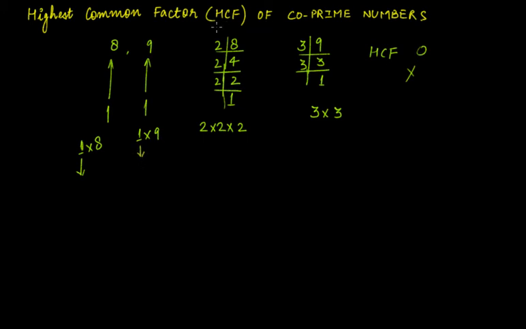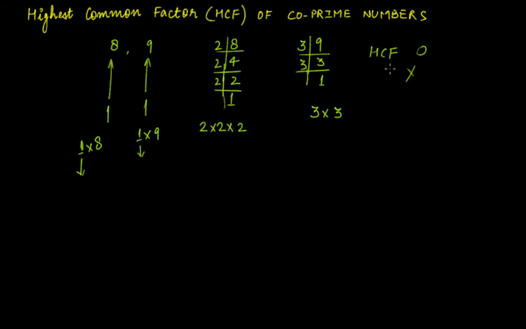So if you ever encounter any such situation where, after finding the prime factorization, you don't get any common prime factors, like in this case, here you have only 2 and here you have only 3. There are no common prime factors in these two. So you will say that, hey, HCF is either not possible, or you will say HCF is 0.